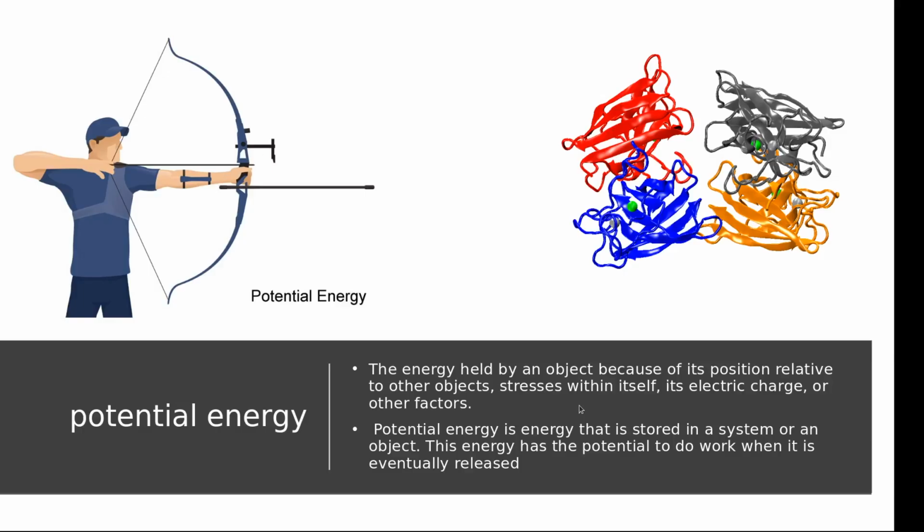The second concept is the potential energy. From basic physics, the potential energy is the energy held by an object because of its position relative to another object. So that guy is tracing his arrow in this way, so it has the maximum potential energy. And another definition: potential energy is the energy stored in a system or an object due to some stress, or due to its position compared to another object.